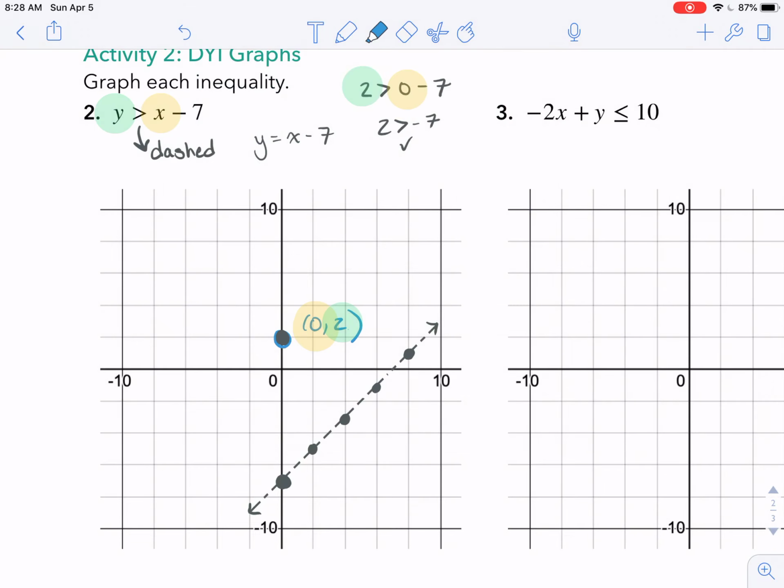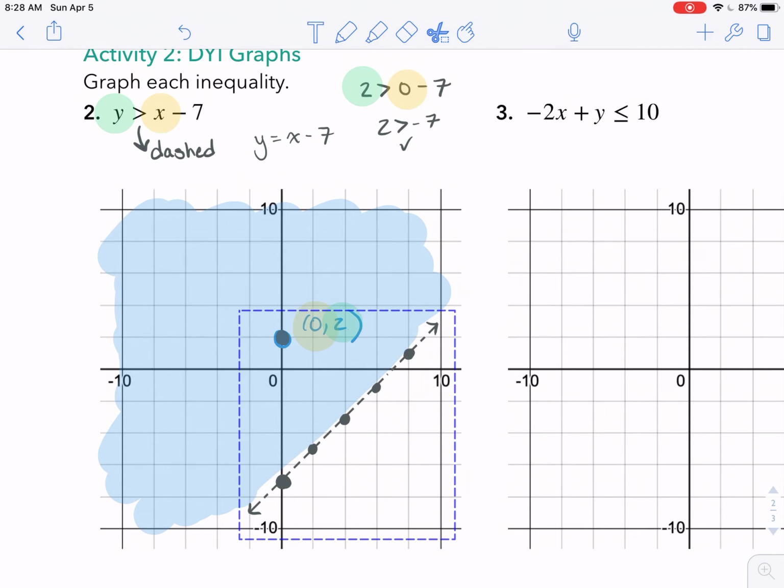So we're going to take our highlighter and we're going to shade this side of the graph. And we've done it. We've graphed an inequality. So to graph this guy again, remember we decided should our line be solid or dashed. So we looked at our inequality symbol and then we figured out because it's not greater than or equal to, it should be a dashed line. It should be a broken line. So we graphed our broken line and then we tested a point to see if it makes our inequality true, and then we shaded that side of the line.